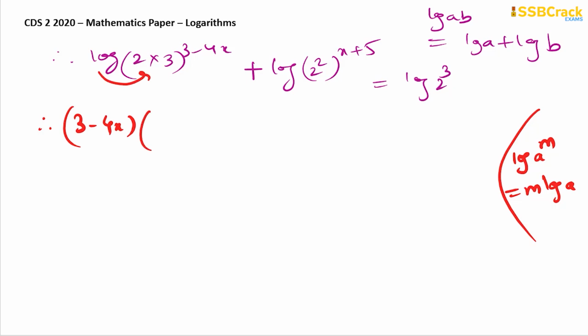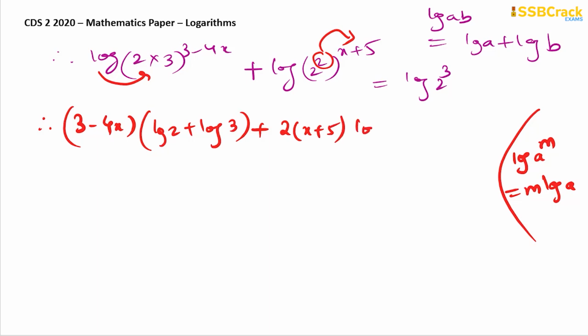You know that will be what? Log 2 plus log 3. See, I'm not writing the base here, and you understand it's base 10 only, because I had applied log of base 10 to both sides. So plus here, what's up here? See, you have this power 2 as well as this power. So I would write 2 times (x plus 5) times log of 2. Now this is equal to 3 times log of 2. Alright, so this is the equation that we are getting now.